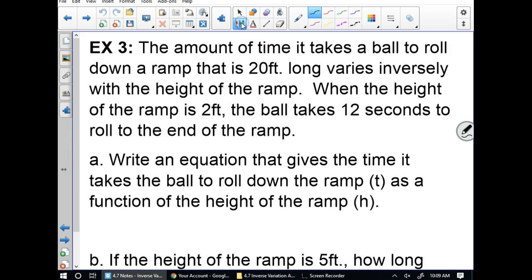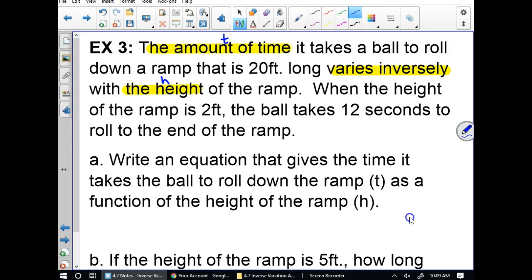What you're looking to pick out is this: varies inversely. So you want to see what varies inversely with something else. The amount of time it takes the ball to roll down the ramp varies inversely with the height of the ramp. It tells us later that time is T and height is H. So we want to use a T here and an H here.